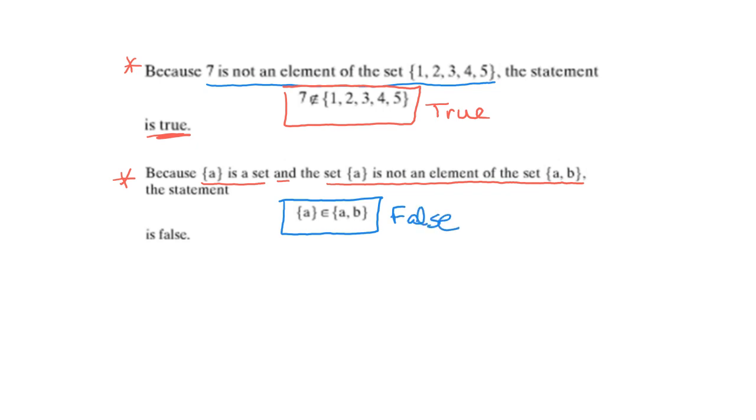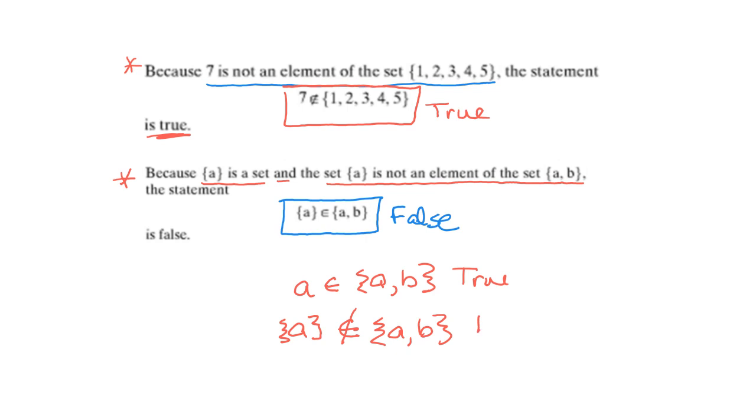For us to rewrite it so that it is a true statement, we would write something like the element A, right? The symbol stands for is an element of. So A is an element of the set containing AB. That would be reasonable and a true statement. Or you can say something like the set containing A is not an element of the set containing AB. And that would also be considered a true statement.